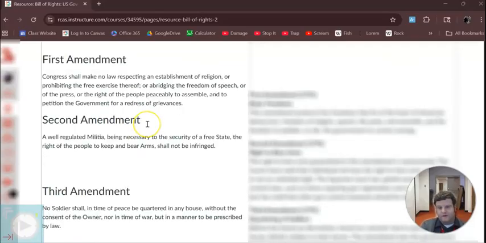Now, the First Amendment is often one of the most fondly thought of, and it is, Congress shall make no law respecting an establishment of religion or prohibiting the free exercise thereof, or abridging freedom of speech or of the press or of the right of people peaceably to assemble and to petition the government for redress of grievances. This First Amendment is the amendment of our basic freedoms. Freedom of religion, freedom of speech, freedom of press and assembly, and the right to petition the government for change.